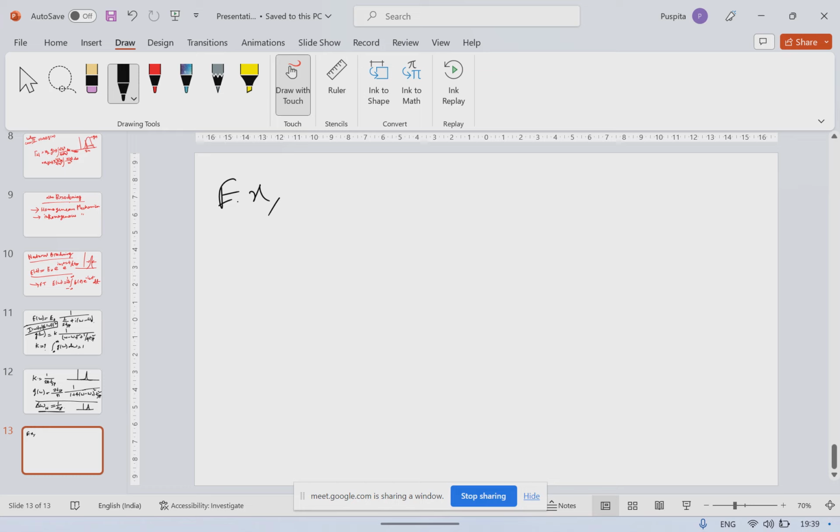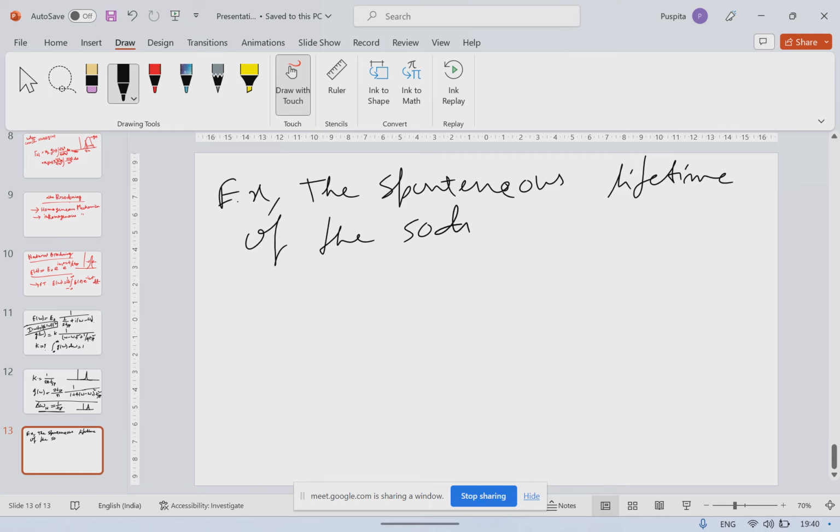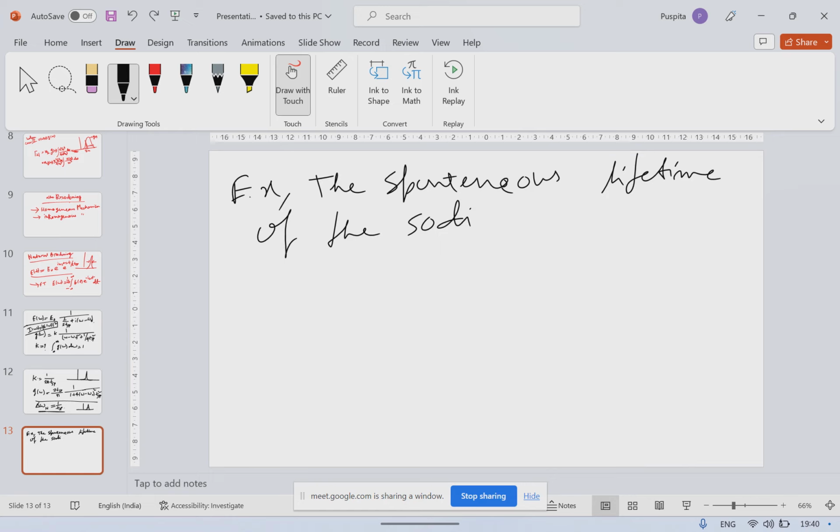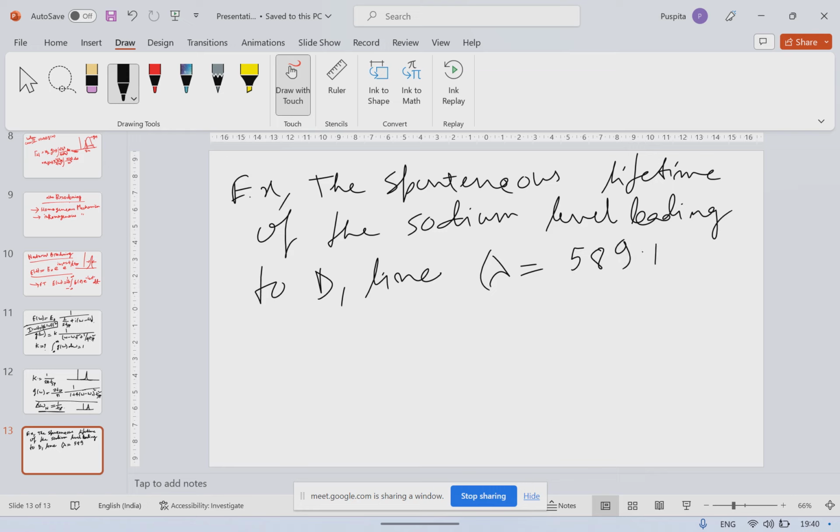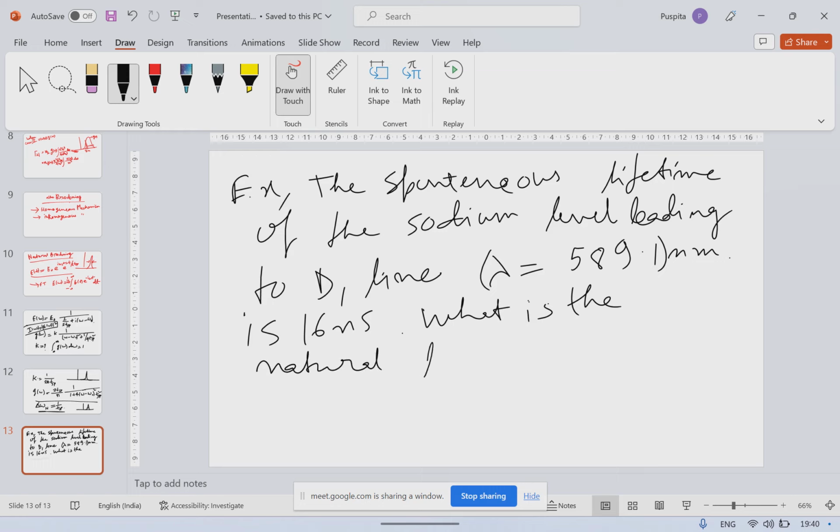We can say that the spontaneous lifetime of the sodium level leading to the D1 line, where lambda is given as 589.1 nanometer, is 16 nanoseconds. So what is the natural line width?